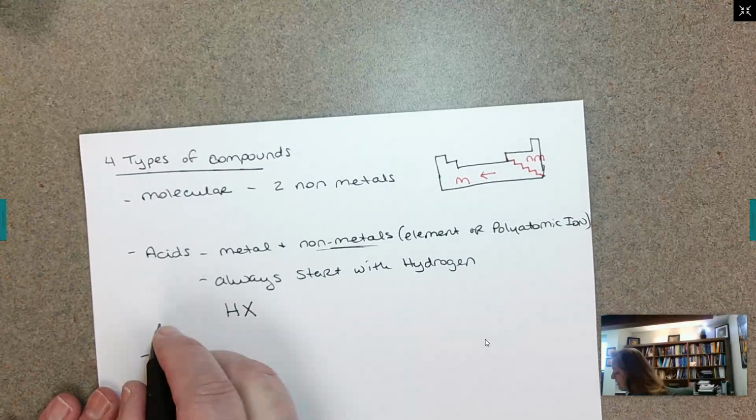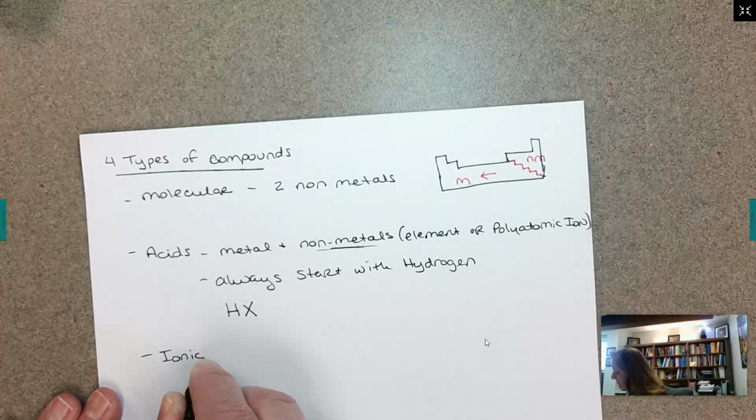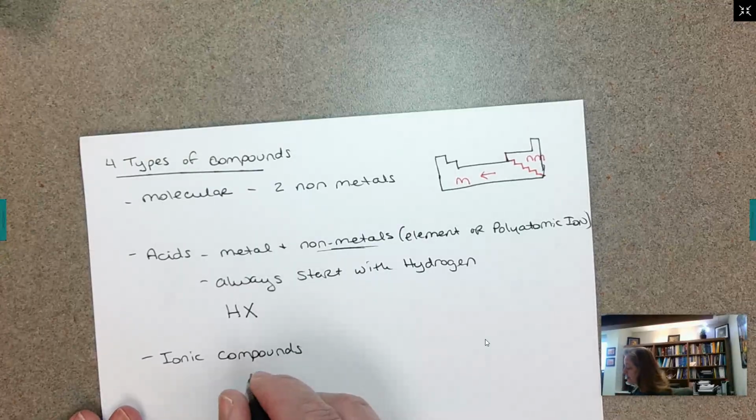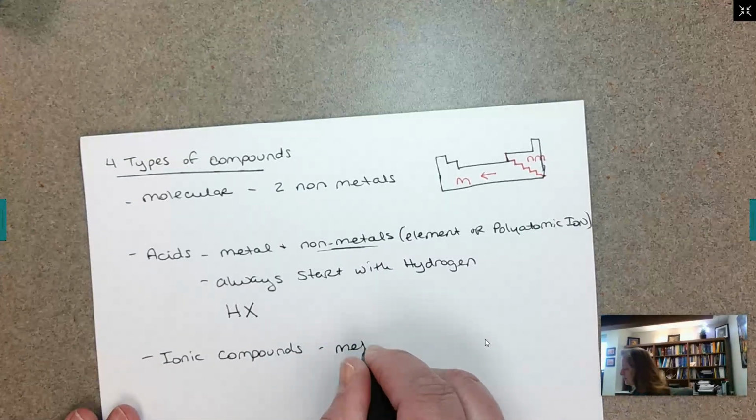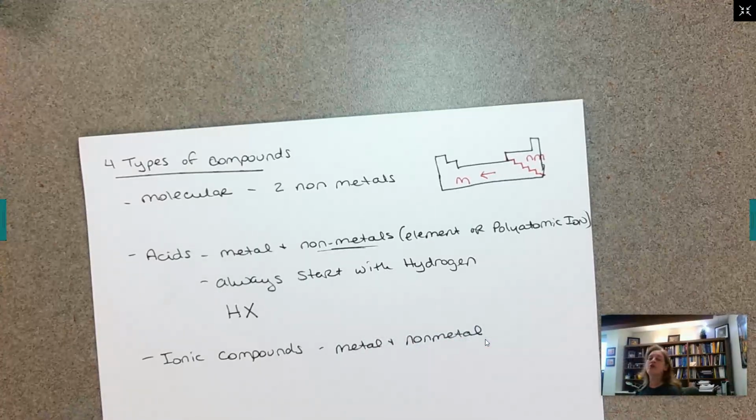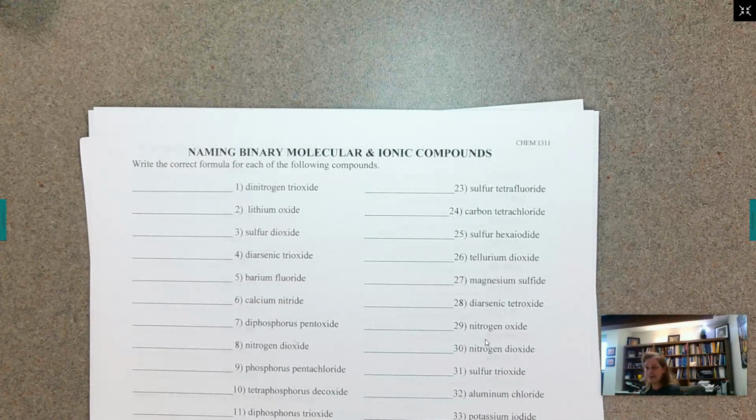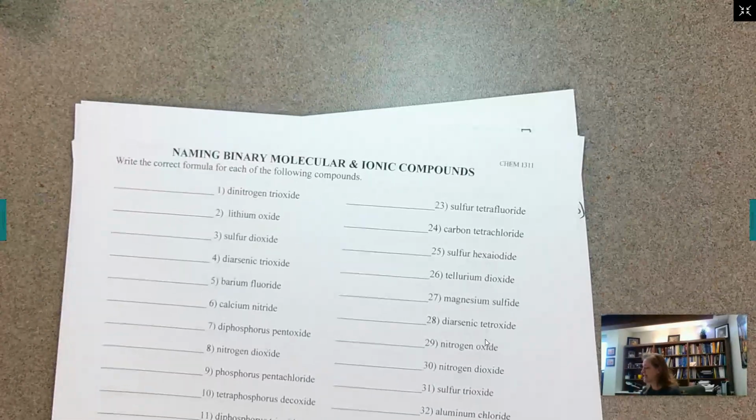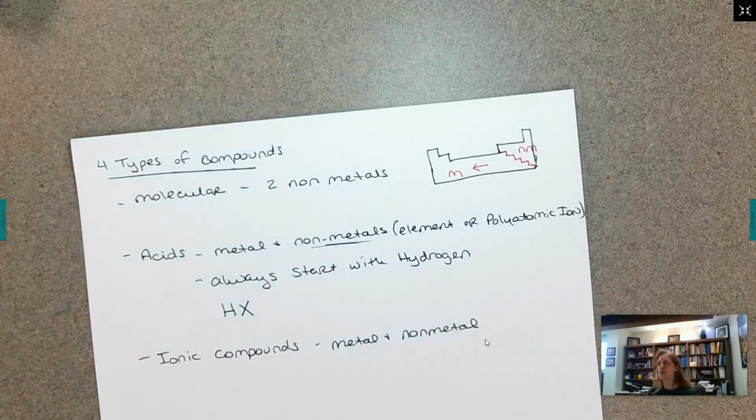And then the last thing you have are your ionic compounds. Your ionic compounds are going to be made up of a metal and a nonmetal. So the first thing I like to do when I'm given a list of things to name, like your chapter 2 test or your unit 2 test, is go through and identify what kind of compound it is.